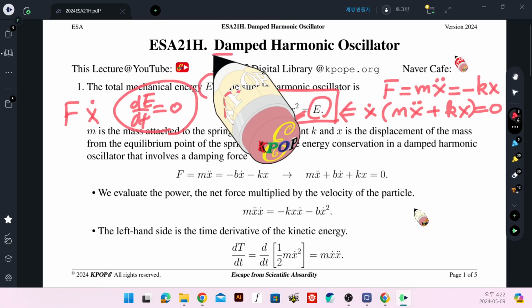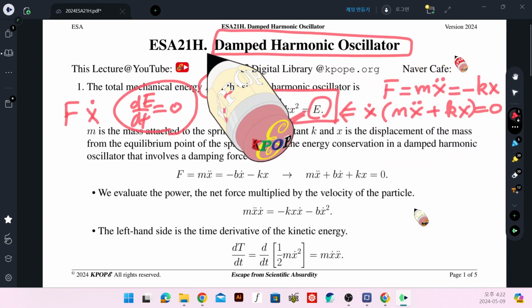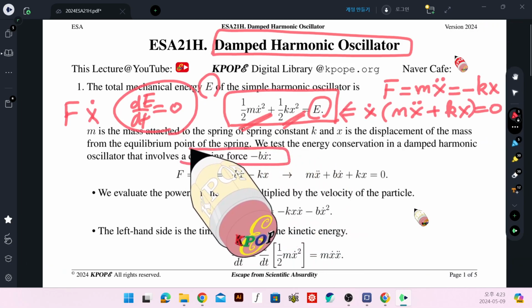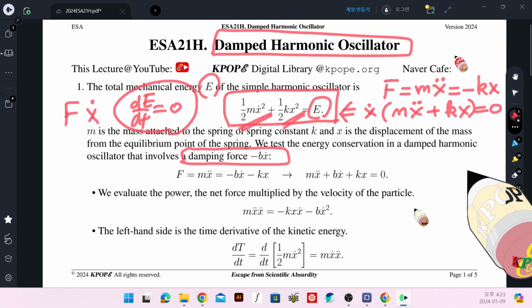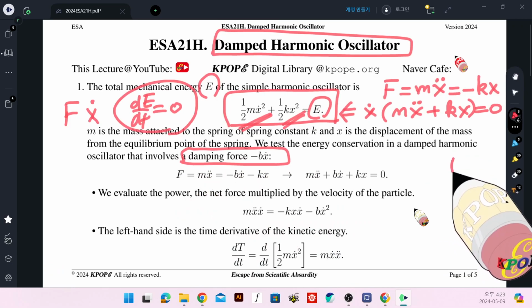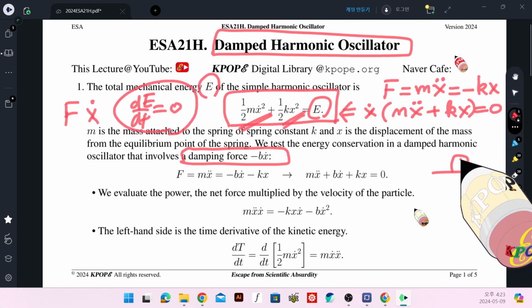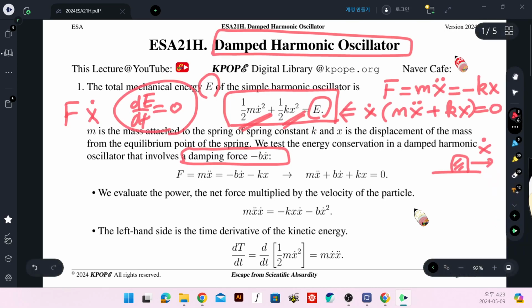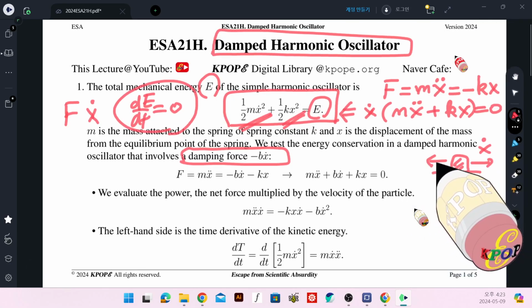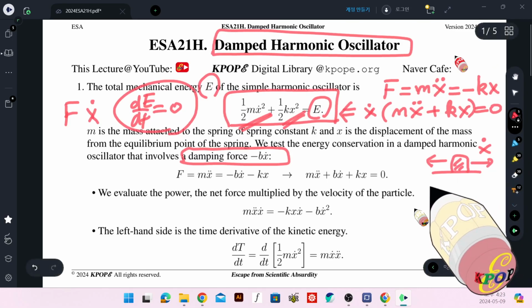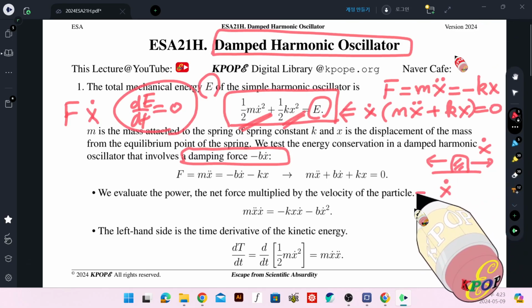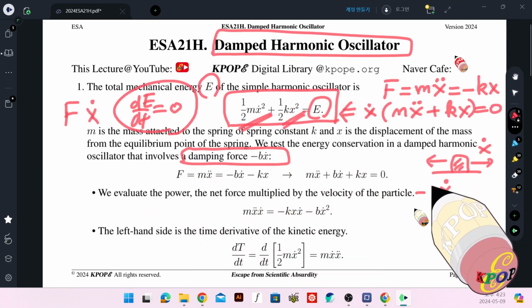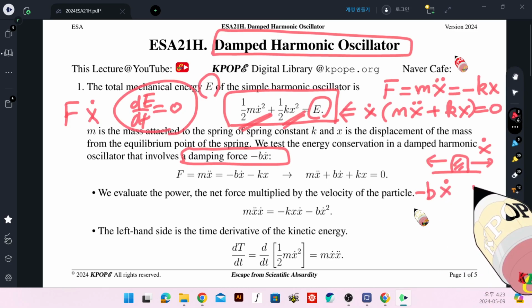Today, we study the damped harmonic oscillator. That means we have an additional force that is called a damping force. If the mass has the velocity along the right-hand side, then the damping force is opposite to the velocity. So minus b x dot, and its strength is parameterized by the damping coefficient b that is positive.